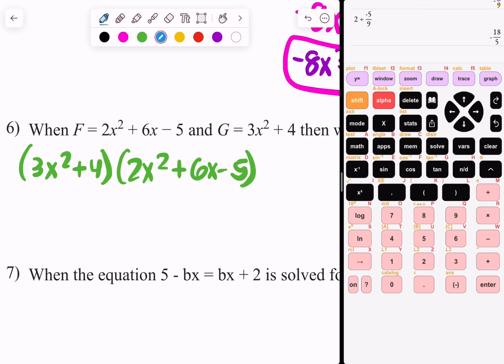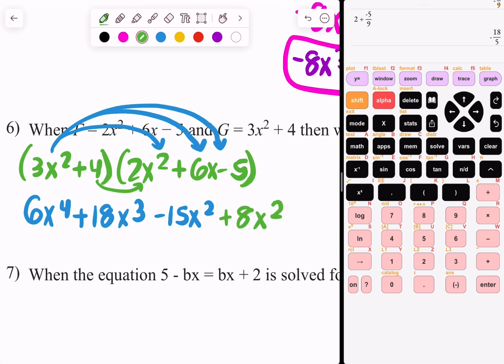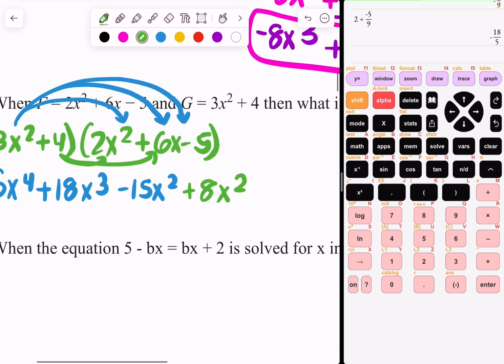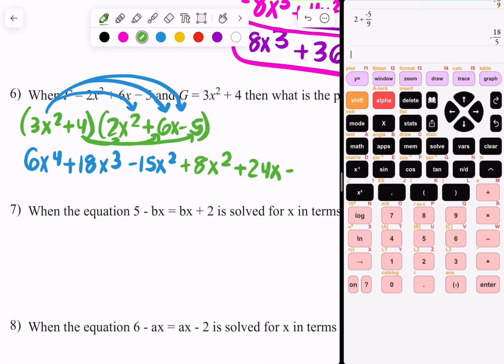multiply both of them. 3x squared times 2x squared is 6x to the fourth. 3x squared times 6x: 3 times 6 is 18, x times x is x to the third. And 3x squared times -5 is -15x squared. Then 4 times 2x squared is 8x squared. 4 times 6x is 24x. And 4 times -5 is -20.